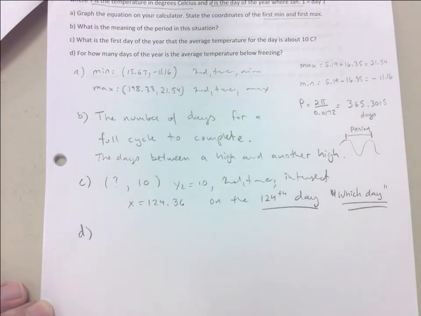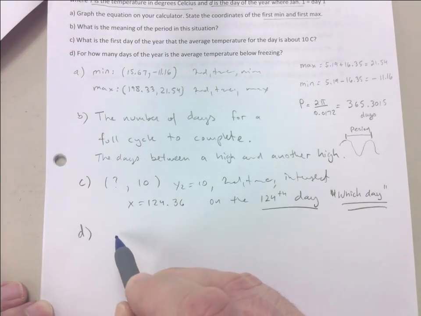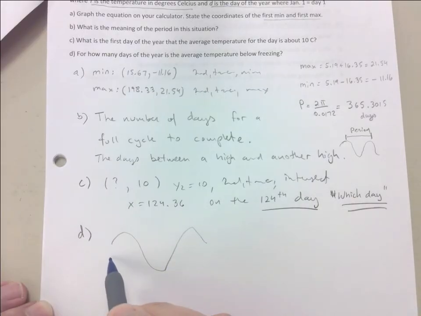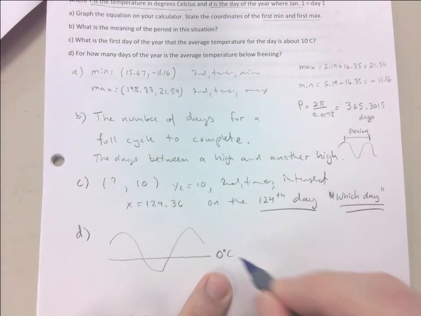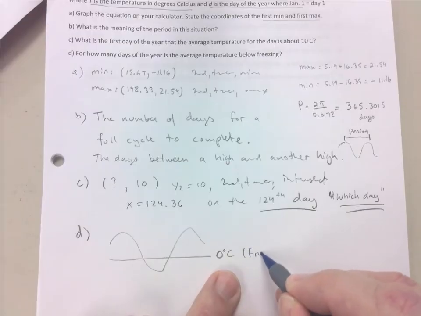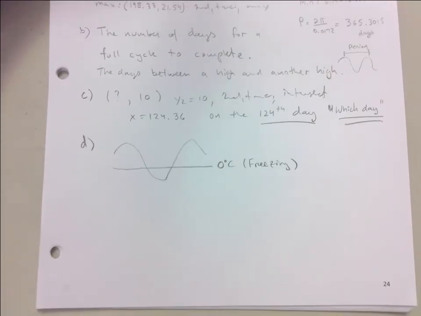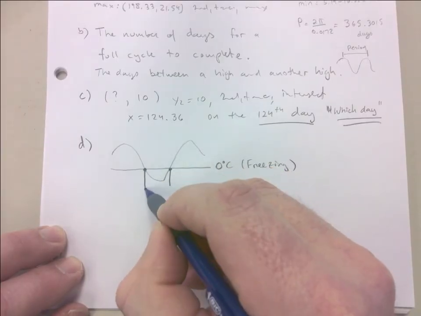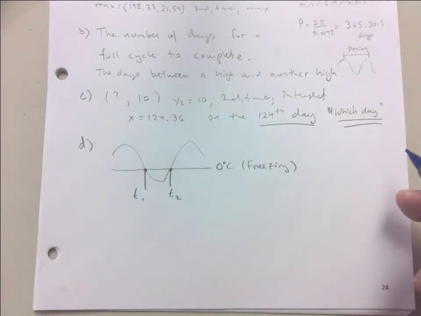D, how many days of the year is the average temperature below freezing? So they're basically saying in this case, if you graph this, you have many cycles, but you're going to draw your 0 line because that's the freezing. 0 degrees Celsius is the freezing mark. So we're going to find this and this, okay, T1, T2, and figure that out.